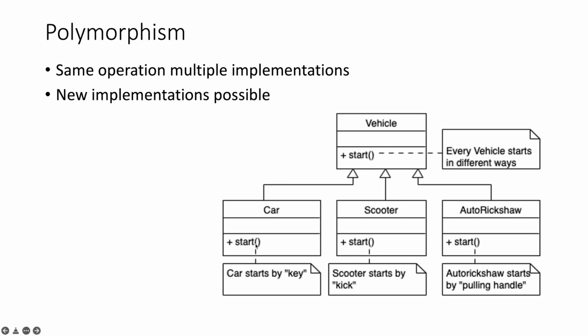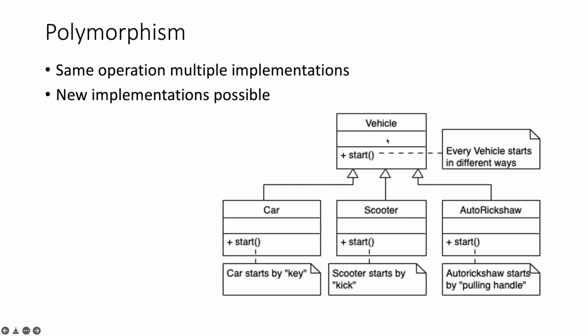Now the car class writer has written the start operation, and inside it is written print car starts by key. Let us take that as pseudocode and not attach it to any specific language. For example, there is a sysout statement or print statement with car starts by key. The scooter writer has overridden it in a different way: scooter starts by kick. Auto rickshaw has been written in a different way: auto rickshaw starts by pulling handle. And these are the three different ways in which car, scooter and auto rickshaw start.